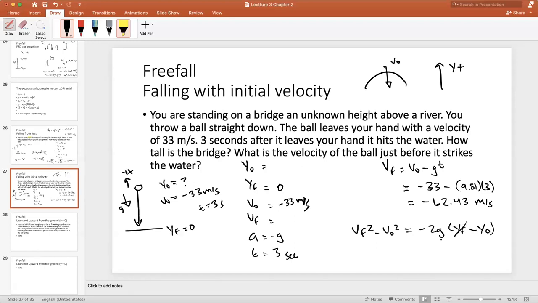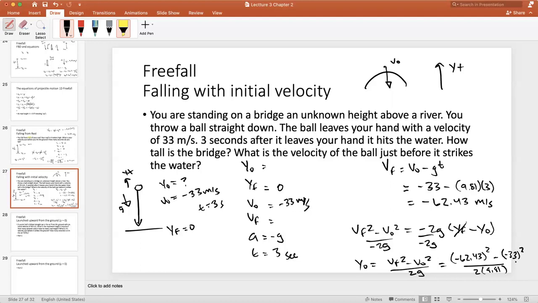We know this is 0. If we divide through by negative 2g, we then have negative y initial. Multiply through by a negative. So what we get is that y initial is v final squared minus v initial squared over 2g. And it's positive. It should be positive. v final was negative 62.43, and we're squaring that, minus 33 squared, over 2 times 9.81.